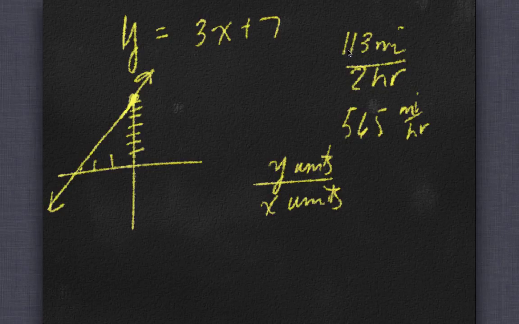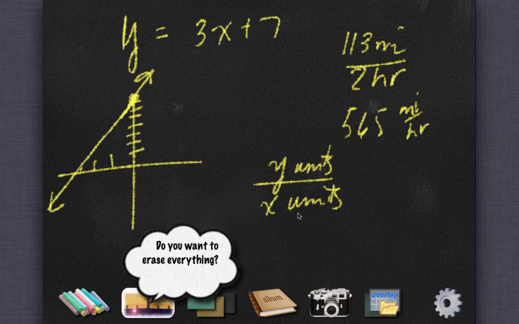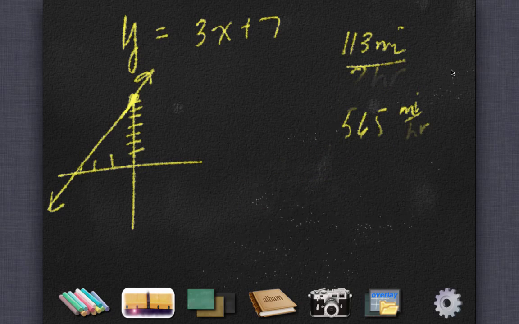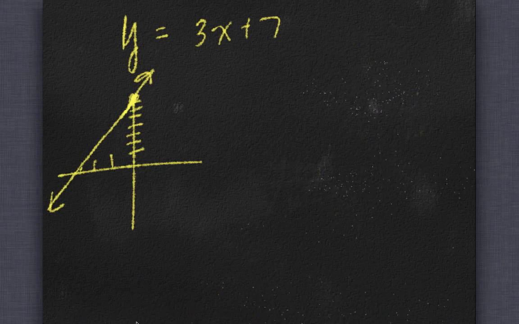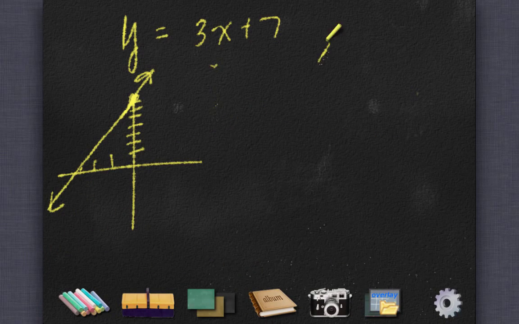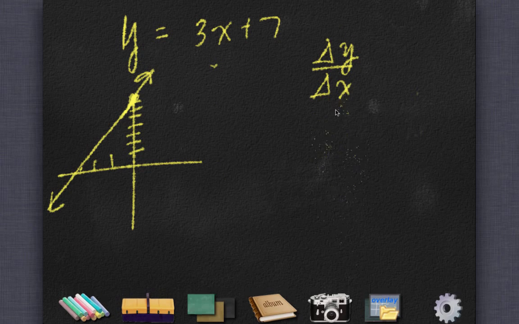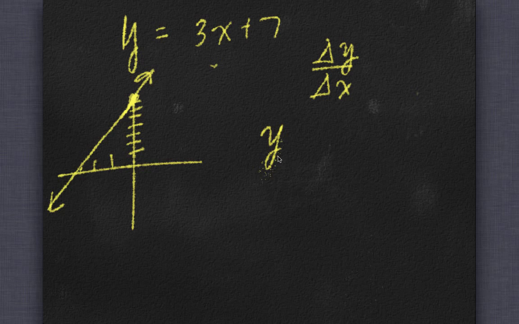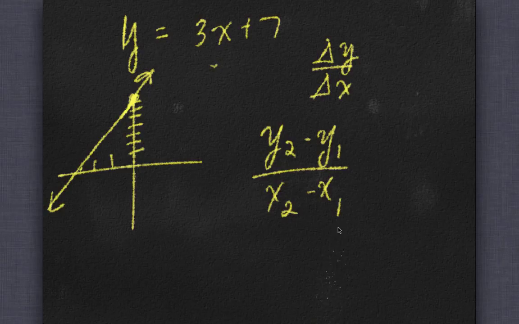So 113 miles is how far you went. It was the change in your location. 2 hours is how long it took. That was the change in your time. So instead of having change in distance over change in time, we have change in y over change in x. So this is the y you ended up with minus the y where you started, divided by the x you ended up with minus the x where you started.